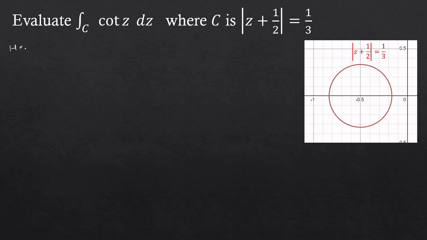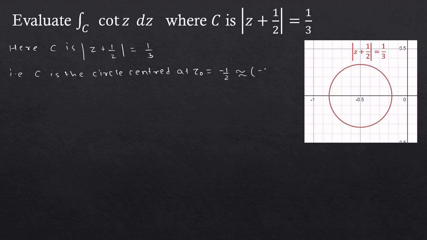Now here, C is modulus of z plus 1 by 2 equals 1 by 3. That is, C is the circle centered at z0 equals minus 1 by 2, which is similar to (minus 1 by 2, 0), with radius 1 by 3. Now here we can use one result, or you can say a theorem.